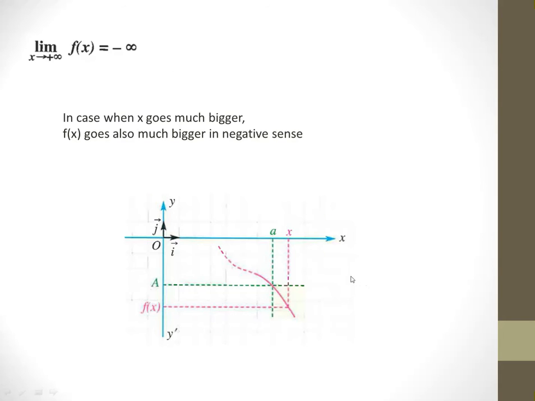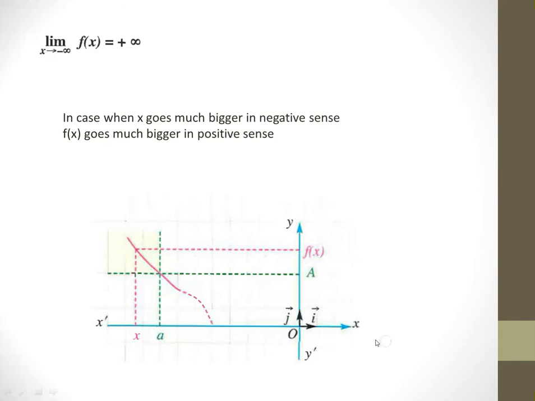Okay. The limit of f of x as x tends to plus infinity equals minus infinity. It means when x goes much bigger, the function or the curve decreases to minus infinity, or increases in negative sense. It goes down without any limit, without any bound. It can't be stopped.